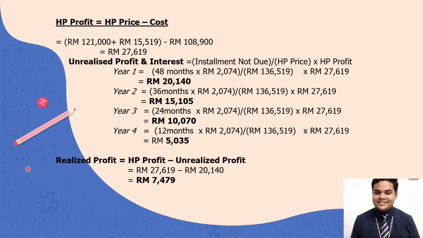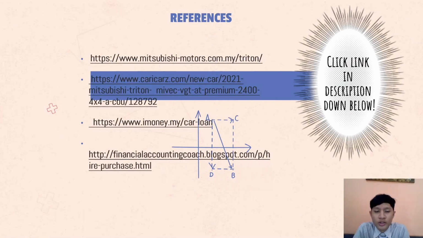And last but not least, we need to calculate the realized profit, which is equal to hire purchase profit minus unrealized profit. Both of these items we got from the previous calculation. Then the answer that we get is 7,479 ringgit. I think that is all from me. Thank you.